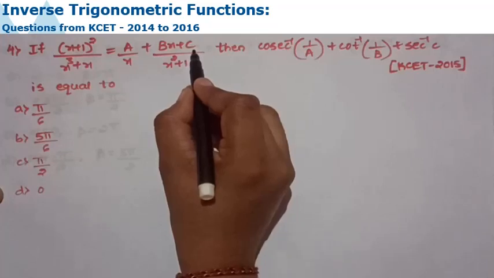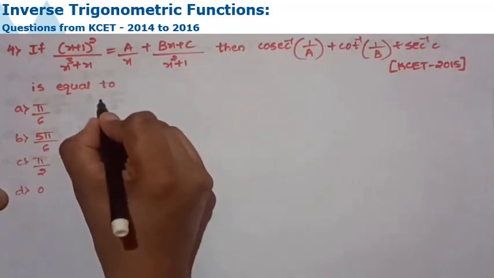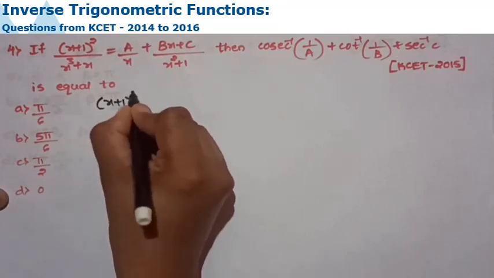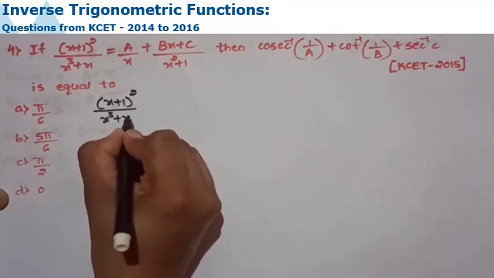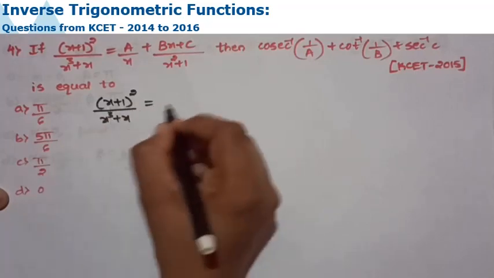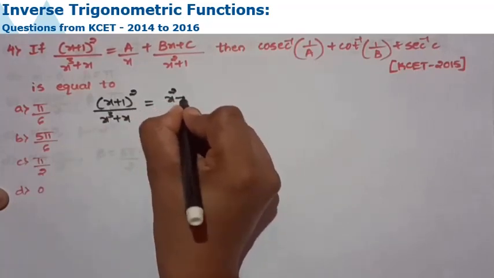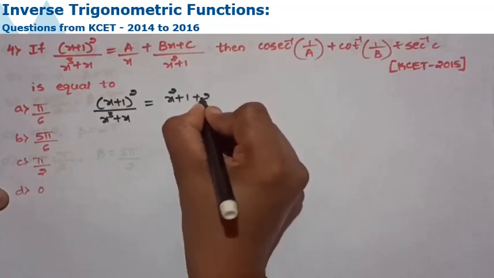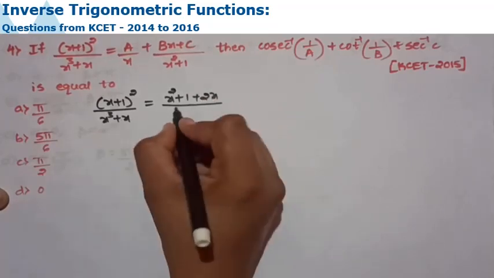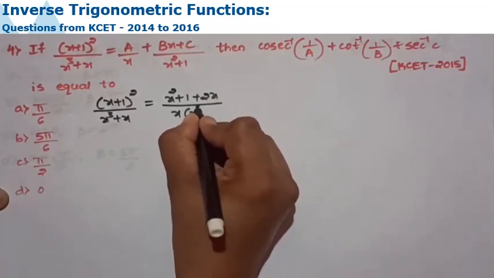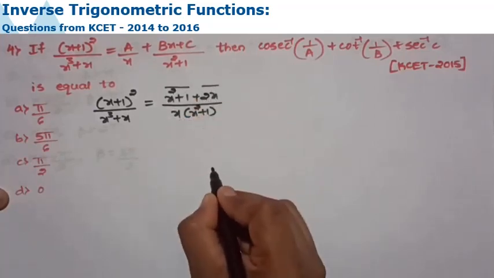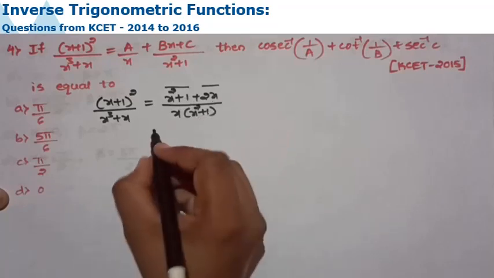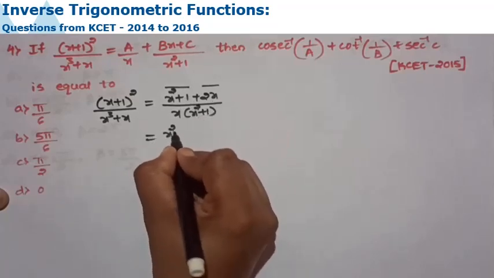Partial fraction method. Or else we can find the values of a, b, c using this method. (x plus 1) whole square divided by x cube plus x. I am expanding the numerator as x square plus 1 plus 2x. This whole divided by the denominator, I am taking x as common, inside I am getting x square plus 1. I am considering x square plus 1 as one term and 2x as one term. (a plus b) by c, I am writing it as a by c plus b by c.